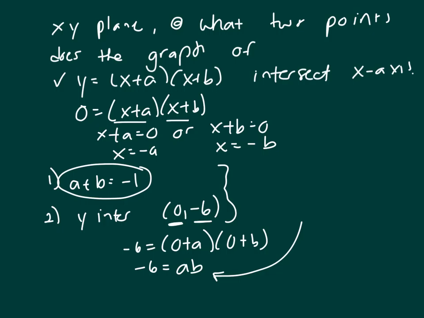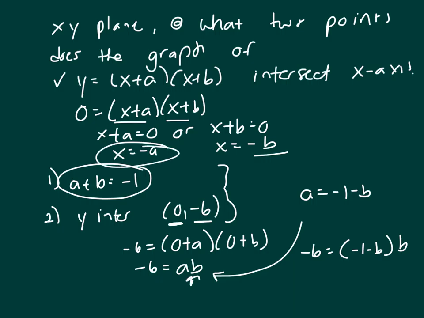I wouldn't do that on the GBAT, but I know I can do it, but I want to make sure that you know what I'm talking about. So if I let a be negative 1 minus b, that would be negative 6 equals a, which is negative 1 minus b, times b, and you could solve that equation for b. And then negative b would be the answer up here. And then once you know what b is, you could plug b back in here and solve for a, allowing you to find that. So your answer is C, both of them together.